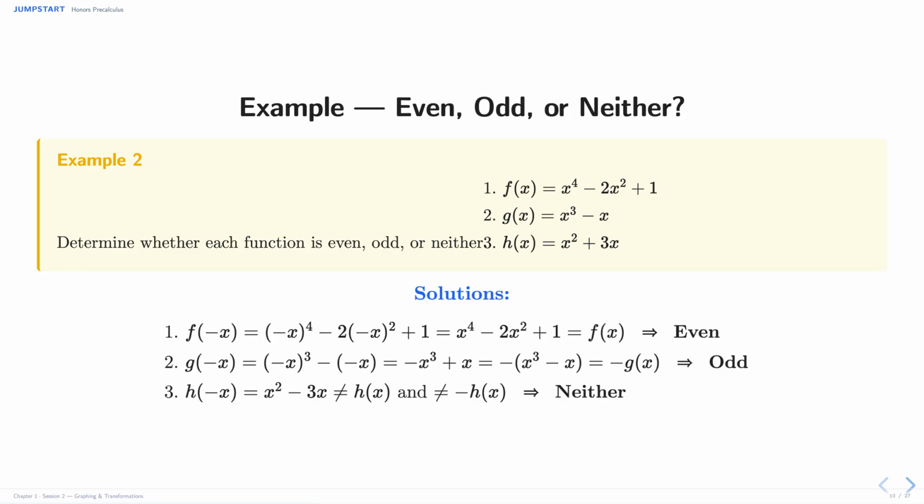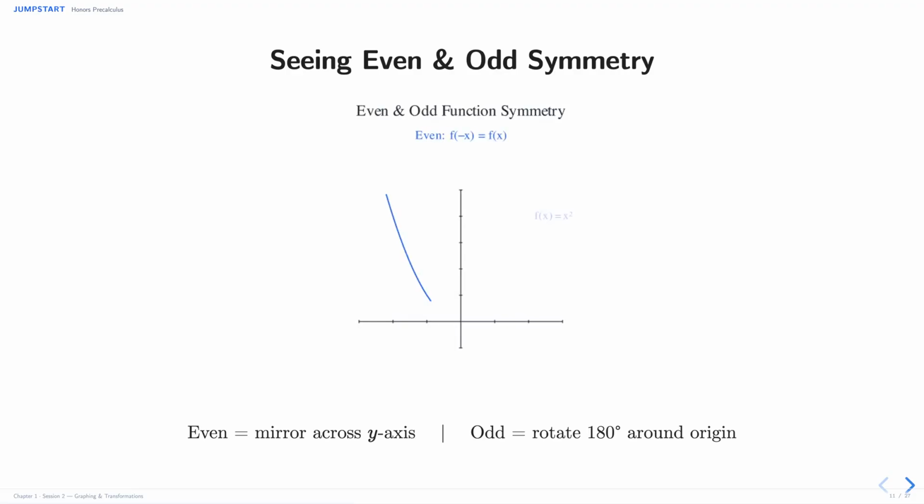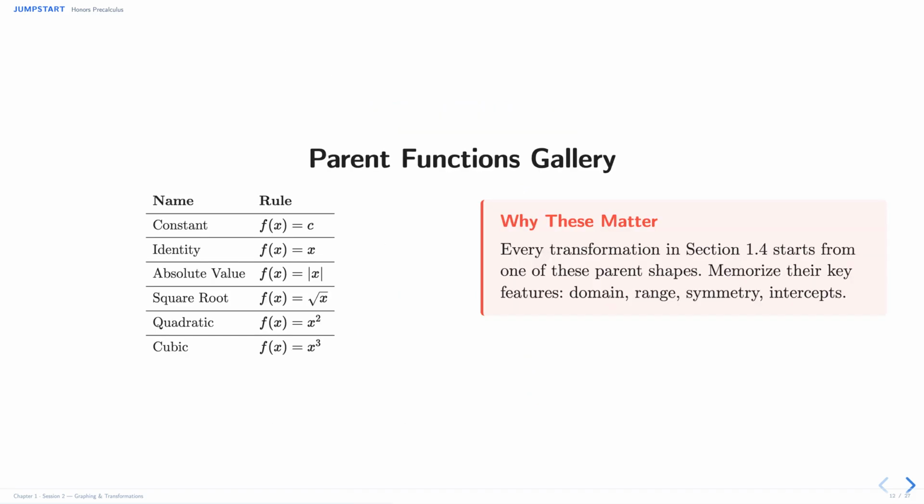In this slide, we visualize the symmetry of even and odd functions. An even function, like x squared, reflects across the y-axis, while an odd function, like x cubed, rotates 180 degrees around the origin. A function like x squared plus x, which does not meet either condition, shows that both tests fail visually. Now let's look at the parent functions gallery.